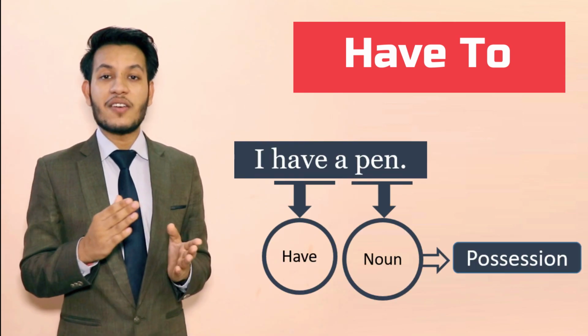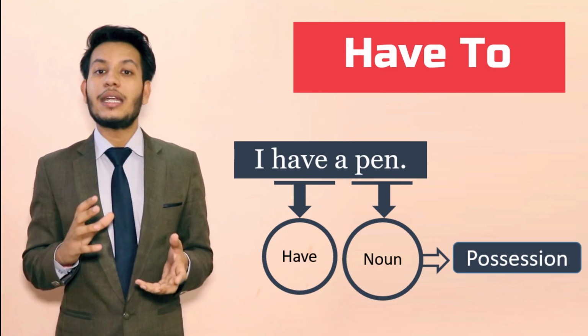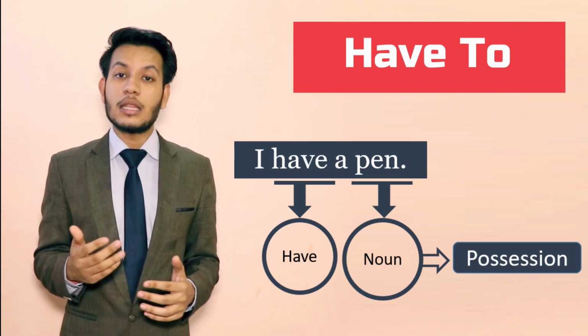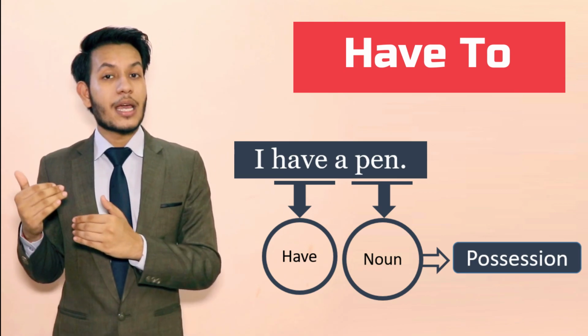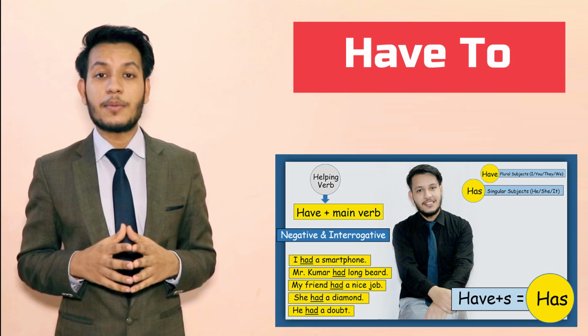And if you put have with a noun, like in this given sentence, I have a pen, it denotes possession. In Hindi, it means कि मेरे पास एक pen है. Well, I have a separate video on this, you can check in the I button.